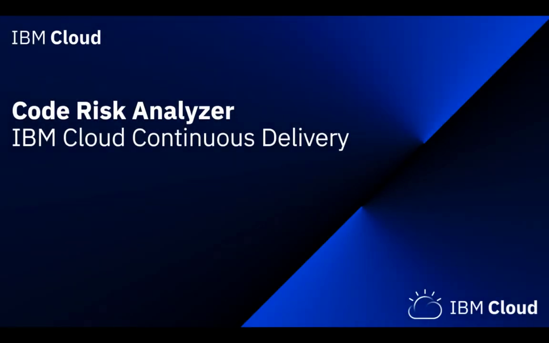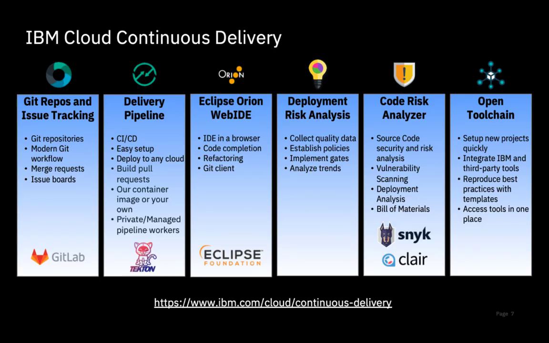Welcome to this demo of Code Risk Analyzer, a component of IBM Cloud Continuous Delivery. IBM Cloud Continuous Delivery provides a set of tools to build end-to-end cloud-native DevOps toolchains, hosted and managed on the IBM public cloud, including Git repositories and issue tracking, Tekton-based delivery pipelines for automating build, test, and deployments, deployment risk analysis to ensure you're ready to deploy with confidence, and a built-in web IDE.